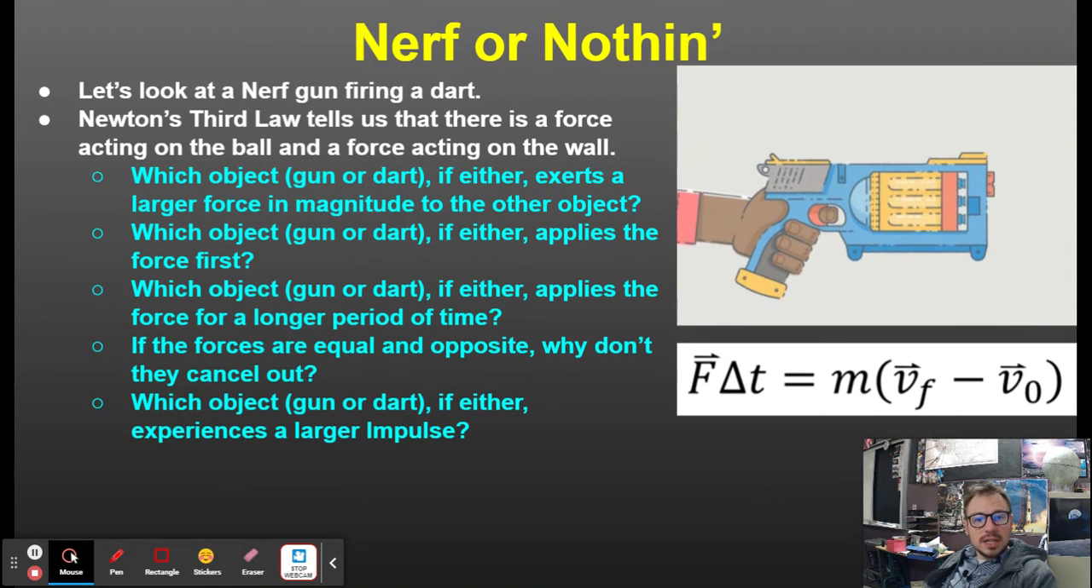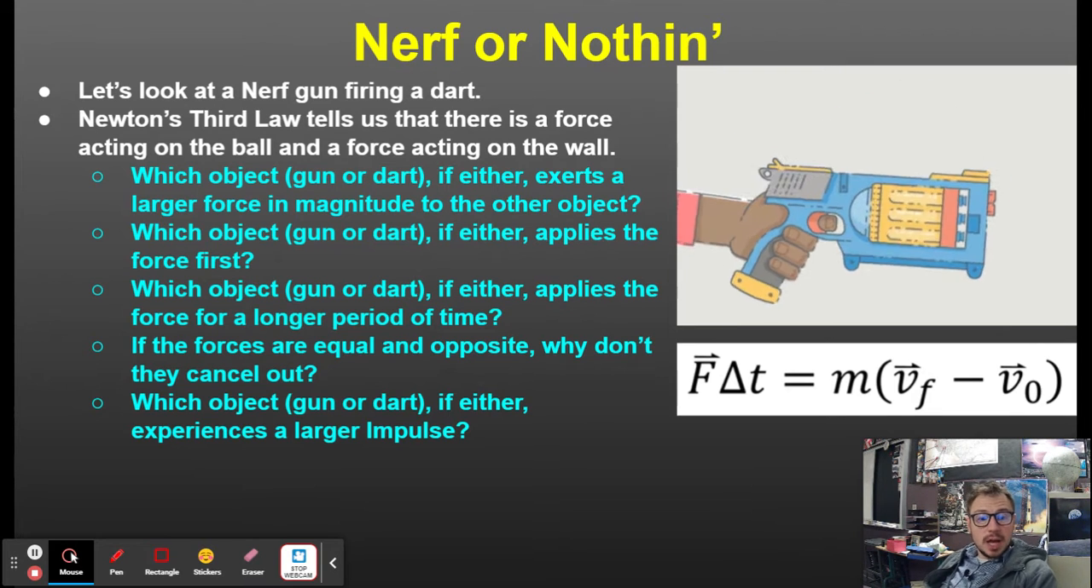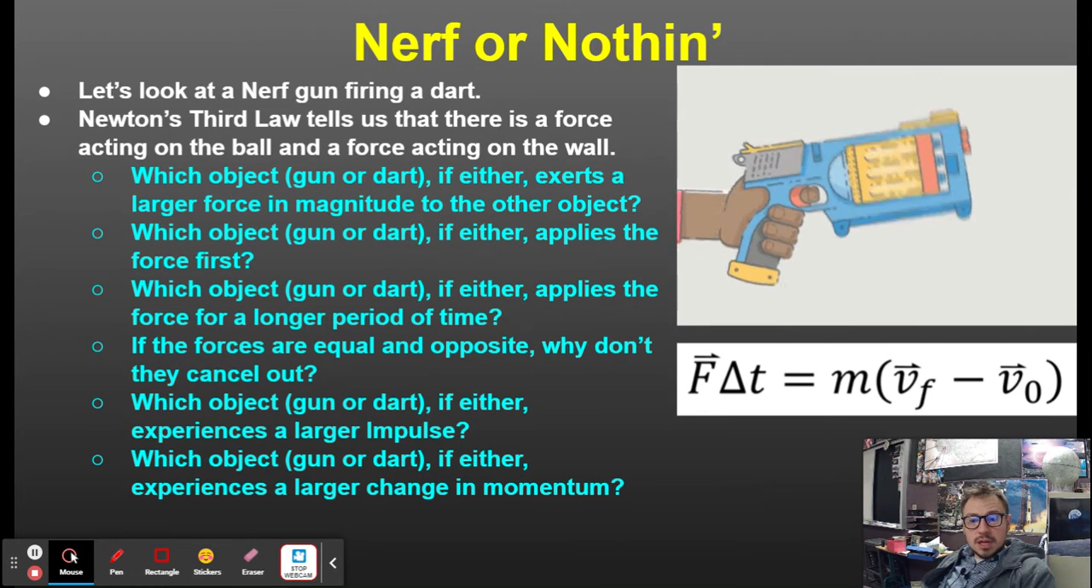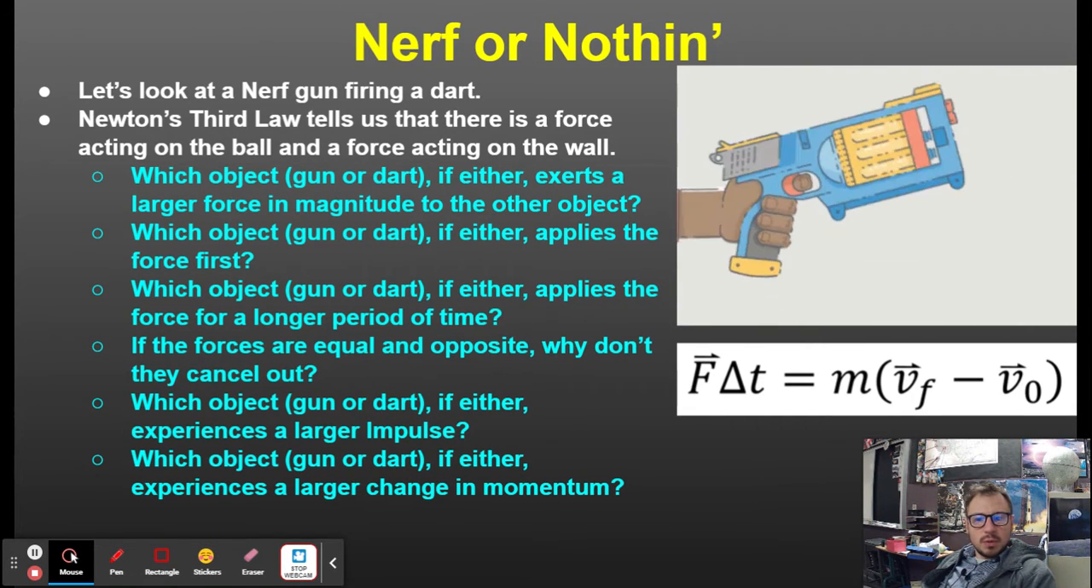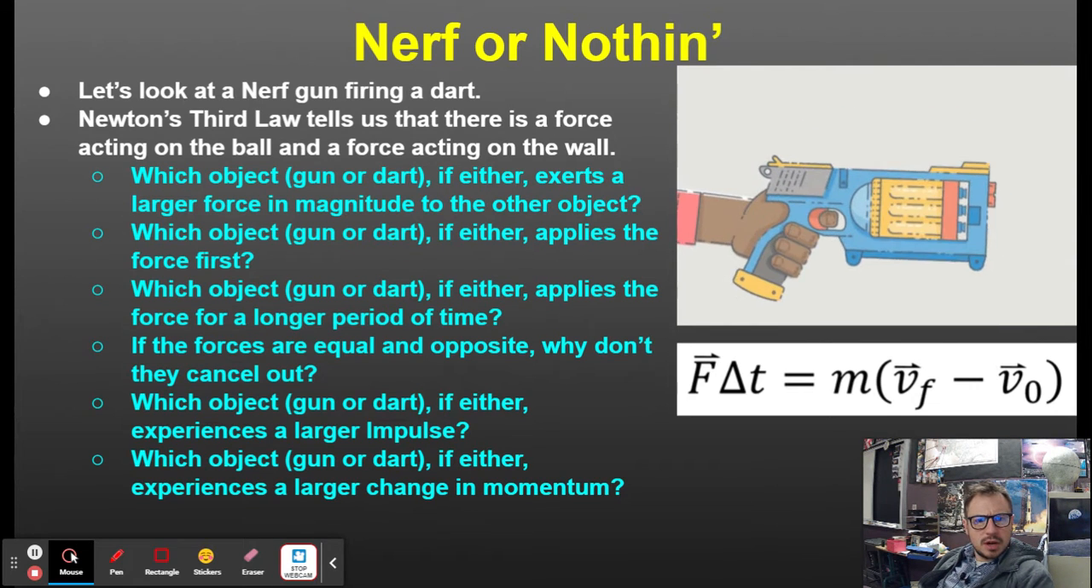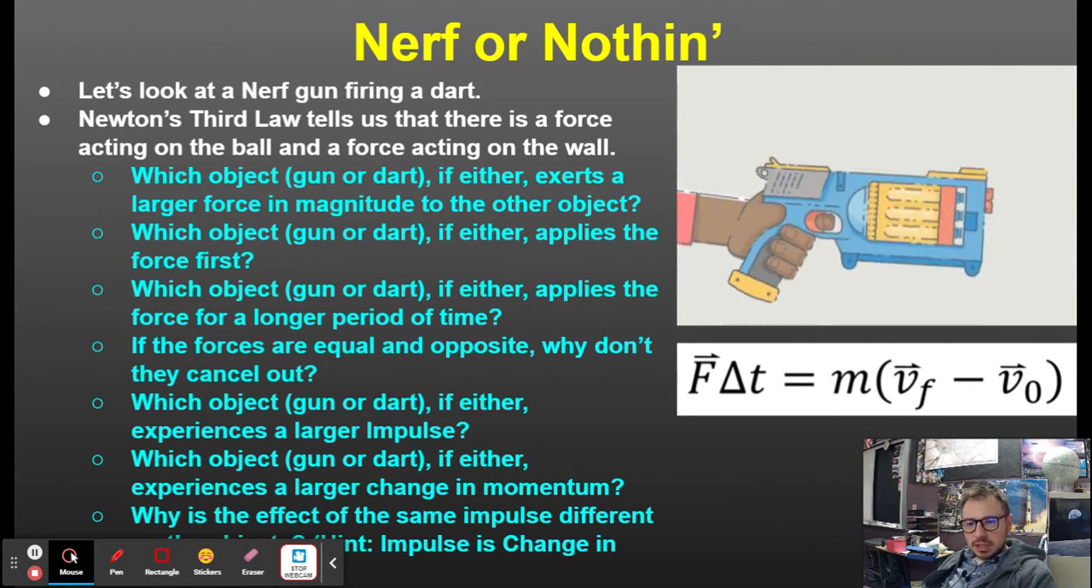Now, which object experiences a larger impulse? If you look at that equation over there, we know that impulse is force times the time interval that force is applied. We know that the force applied to each object is the same, and the time interval is the same. So the impulse applied to each object is going to be the same. Which object experiences a larger change in momentum? Change in momentum is impulse, so they're both going to experience the same change in momentum.